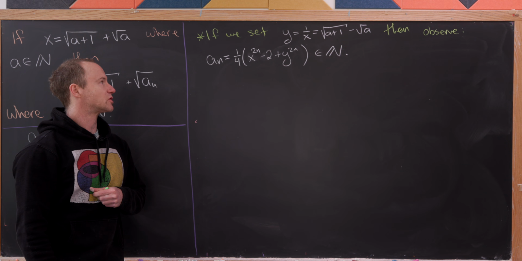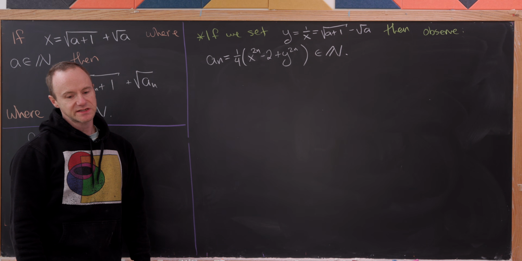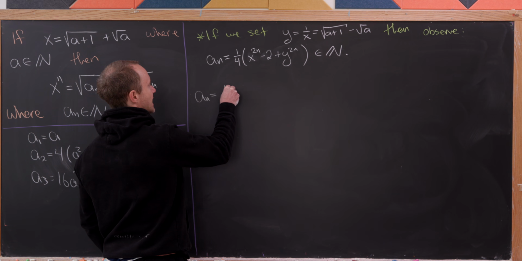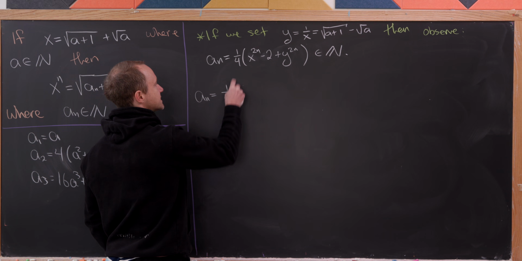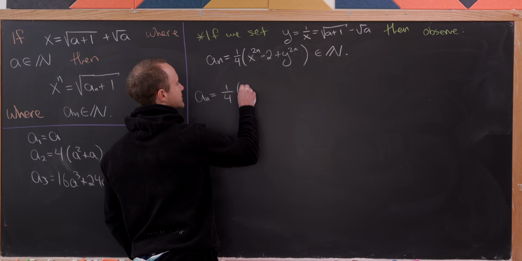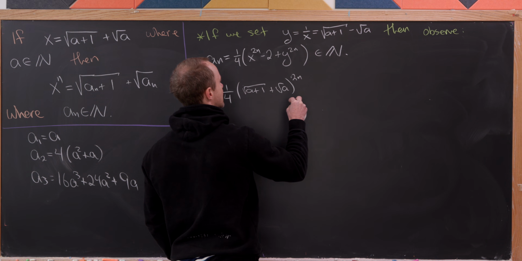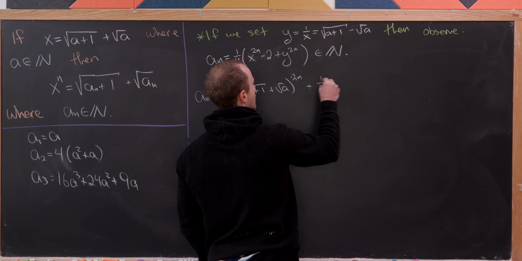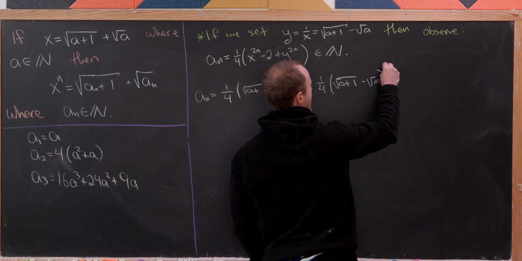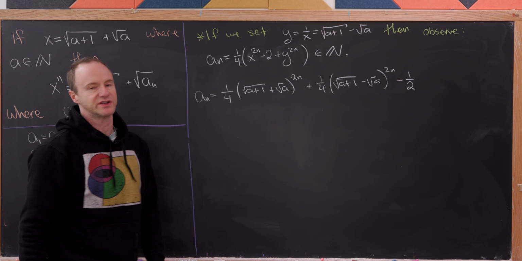Okay, so let's see how we'll show that this a sub n is always a natural number. So I'd like to do the following. Let's take this a sub n and we'll write it as 1/4 times x to the 2n. But notice that x to the 2n is simply the square root of a plus 1 plus the square root of a, to the power 2n. And then we'll have plus 1/4 y to the 2n, but that's radical a plus 1 minus radical a to the 2n, minus 1/2 from taking the quarter through to the 2.